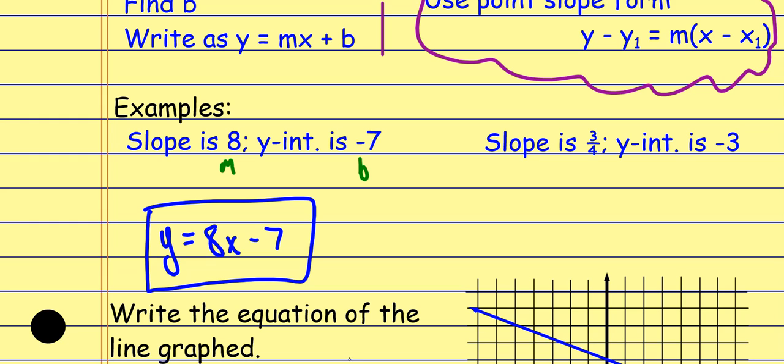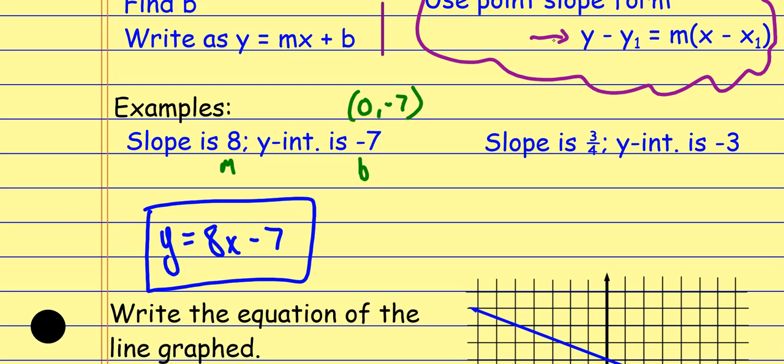You could write this in point slope form if you write this as an ordered pair. Remember, this is the ordered pair 0, -7, okay? And so now from here, you could plug that into point slope form. You could plug it into this guy, and then you just have to rewrite it, all right?